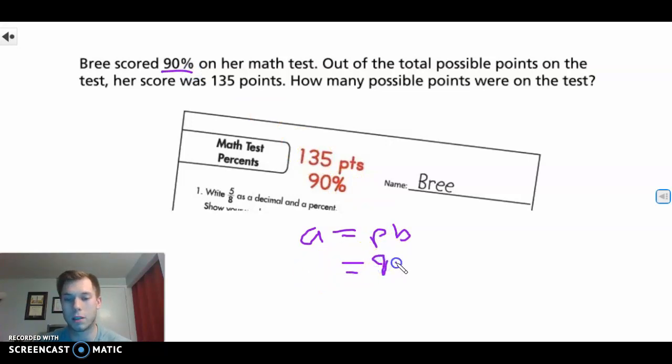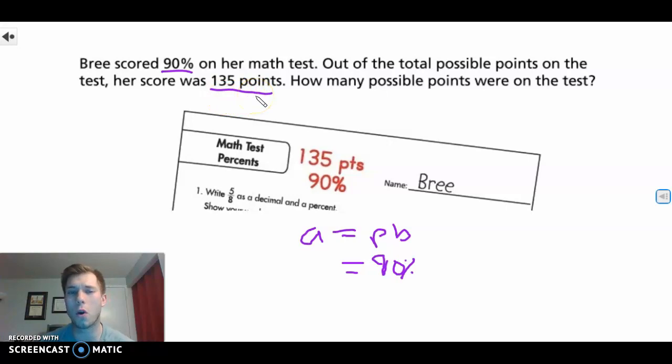If we can find the percent in the problem, we're going to use it. So 90%. Out of the total possible points on the test, her score was 135 points. Now notice she scored 90% on the test. So she didn't get 100. She got 90% of the questions correct, 90% of the points. So then her score being 135 points, is that going to be the part or is that going to be the whole? Well, since she got 90%, not all the points, the 135 couldn't possibly be all the points that were available on the test.